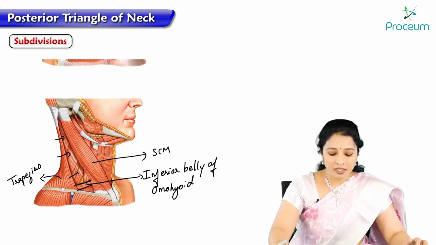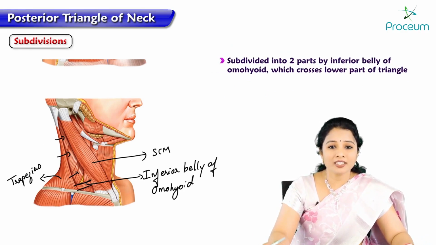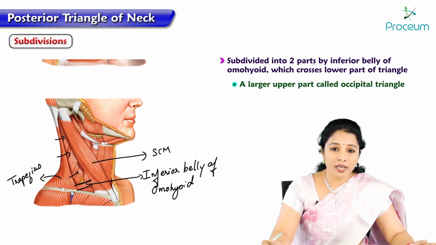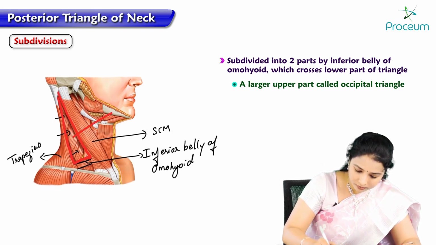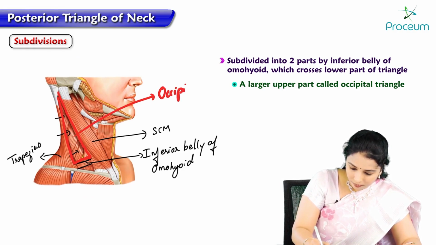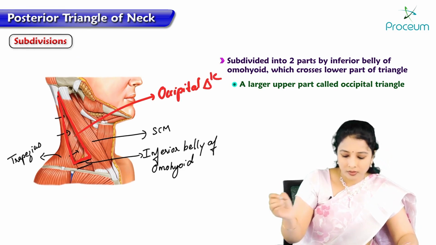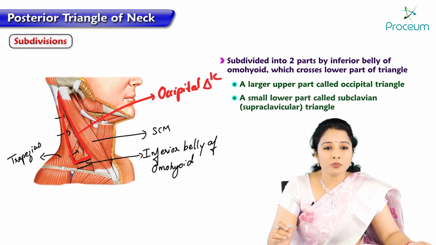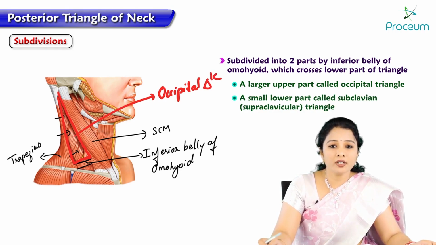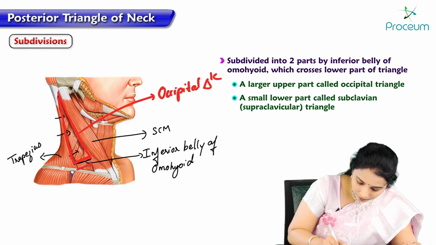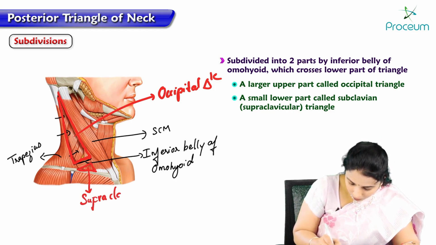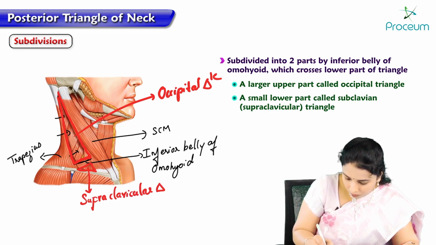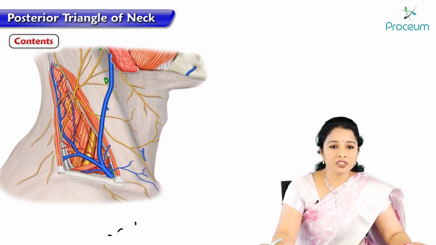Next, about the divisions: I already said the inferior belly of omohyoid divides the posterior triangle into a large upper part called the occipital triangle, and a small part which is below the inferior belly of omohyoid, called the supraclavicular triangle or subclavian triangle. Let's see the contents of each triangle further.